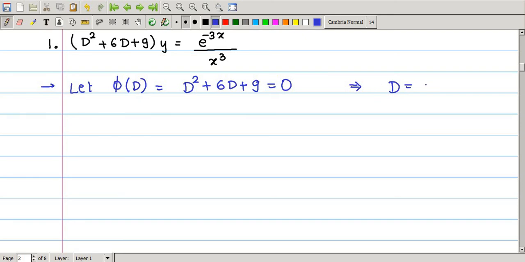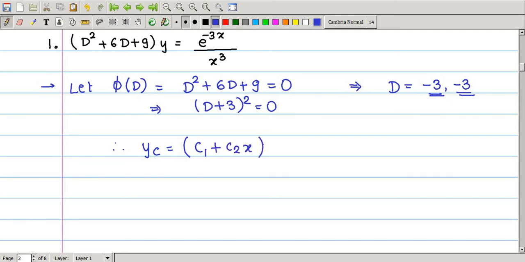minus 3 as well as minus 3, since it is square of d plus 3 bracket square. So we have real repeated roots, therefore complementary function will be, since this root is repeated 2 times, we have to take linear combination of 2 arbitrary constants in increasing powers of x into the exponential function e raised to minus 3x, where minus 3 is the root. We denote this by equation number 1.